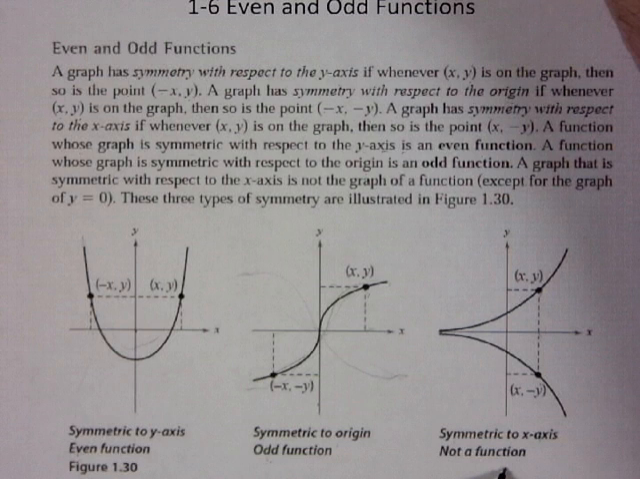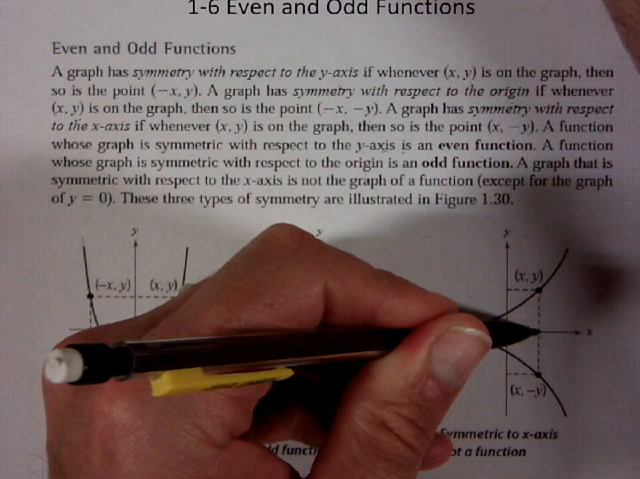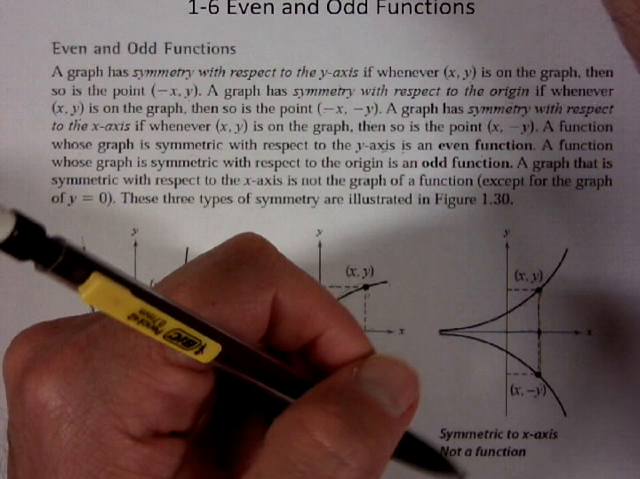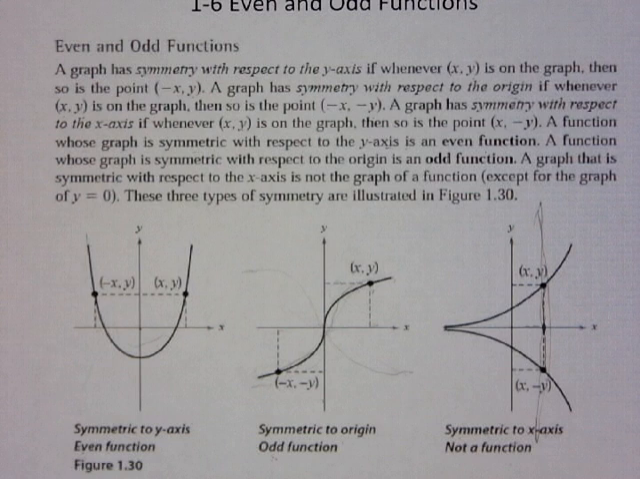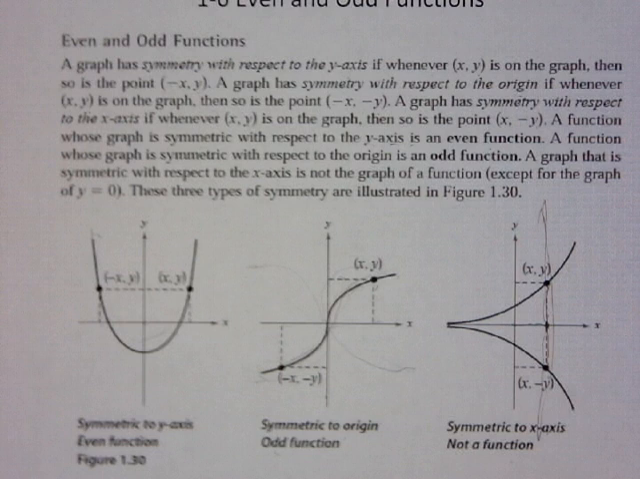Keep that in mind. If a graph is symmetrical to the x-axis, it's not a function. Why not? If it's symmetrical to the x-axis, then you would have the same x going to two different y's. And of course, we learned in the very first lesson that that is not a function. It fails the vertical line test at many points. So again, symmetrical through the y-axis, even function. Symmetrical through the origin, odd function.